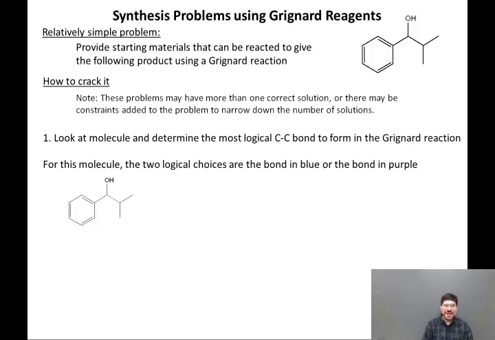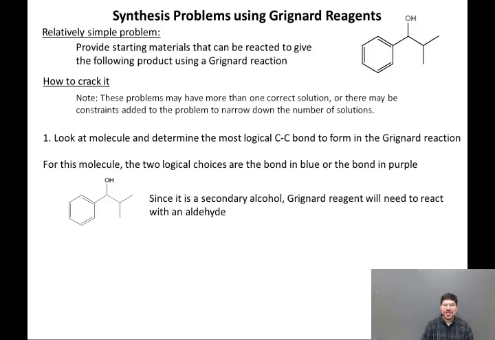So looking at another picture, we can either form the bond shown in blue or the bond shown in purple using a Grignard reaction. Since this alcohol is a secondary alcohol, the Grignard reagent will need to react with an aldehyde. Remember, we went through that little table in the last lesson as to what kind of carbonyl group needs to react with a Grignard reagent to produce what kind of alcohol.